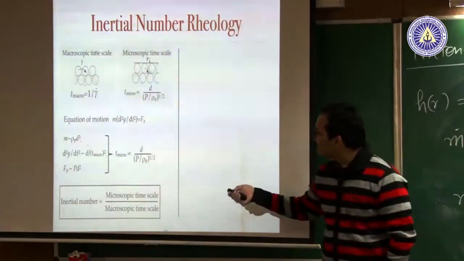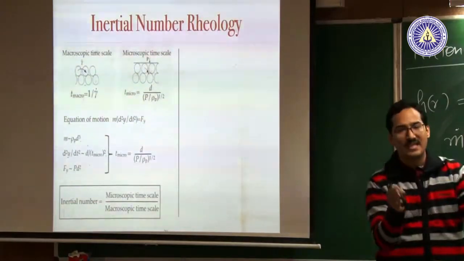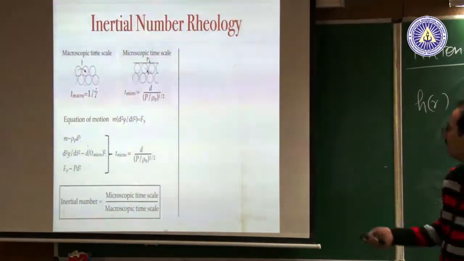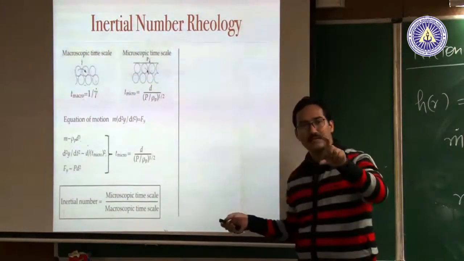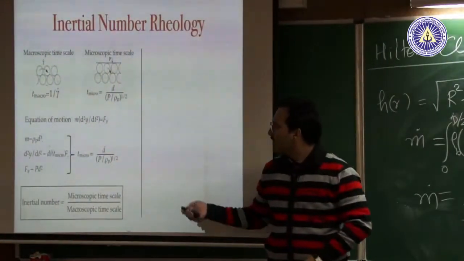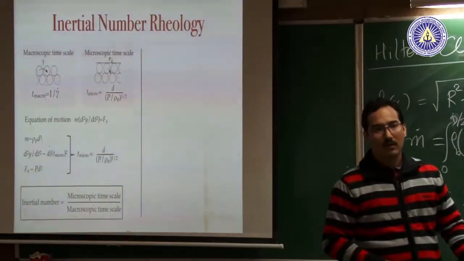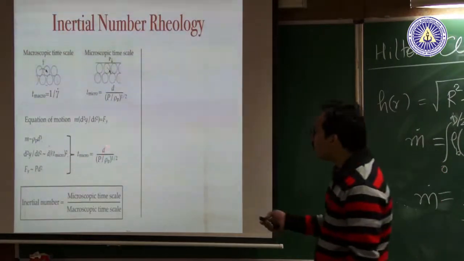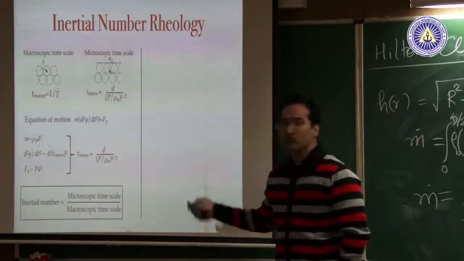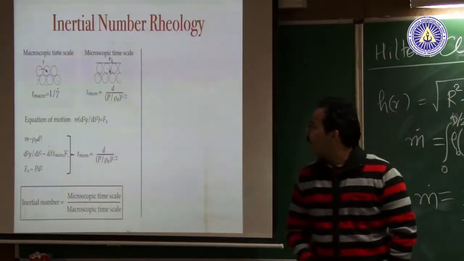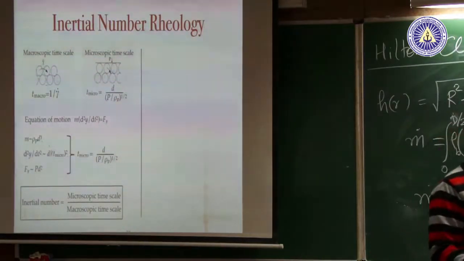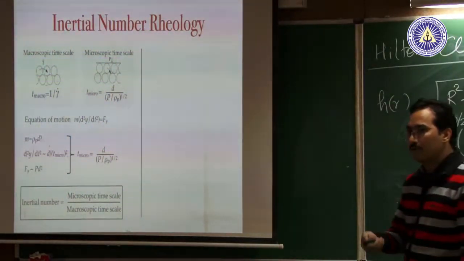So a way to think about this is that the square root of pressure over density is like the velocity scale for falling, and this is the size of the grain, and so that is a microscopic time scale. It is the ratio of this microscopic time scale to the macroscopic 1 over gamma dot, which defines this inertial number, and that seems to determine the rheology.